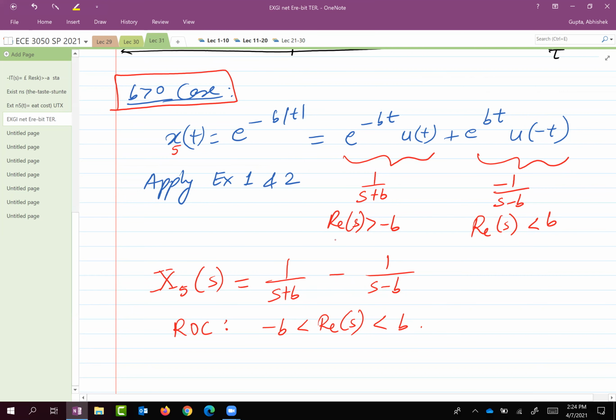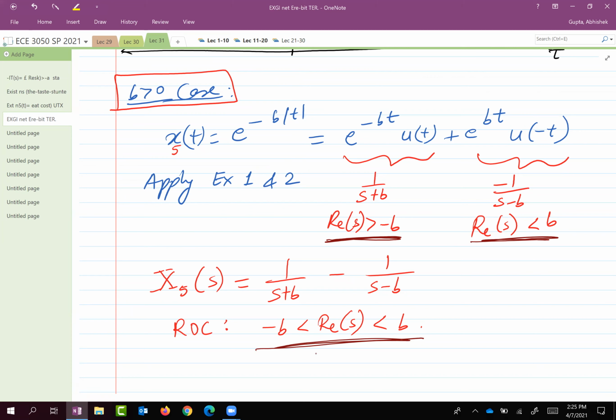So I want the region of convergence to be real part of s greater than negative b and real part of s less than b. So that makes it real part of s should be between negative b and positive b.